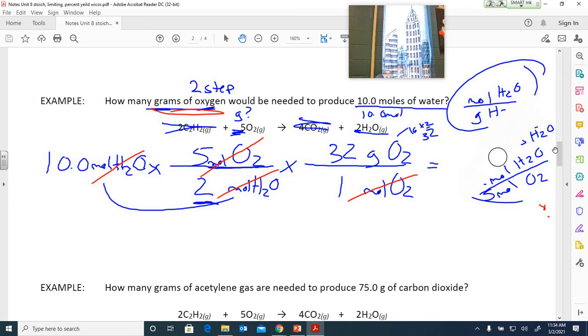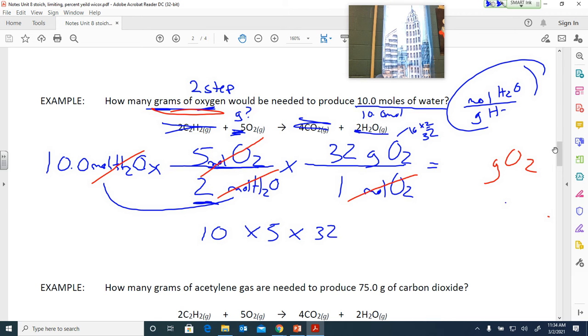I'm going to erase this just for room. Okay, so they asked me to get to grams of O2. I'm there. I just have to solve it. So how do I put this in the calculator? Again, you multiply the tops, divide by the bottoms. So it's going to end up being 10 times 5 times 32. I'm going to get an answer, and then I'm going to hit divide by 2, and then divide by 1, because that's what it is. That's what I'm putting in the calculator. So 10 times 5 times 32, hit enter.